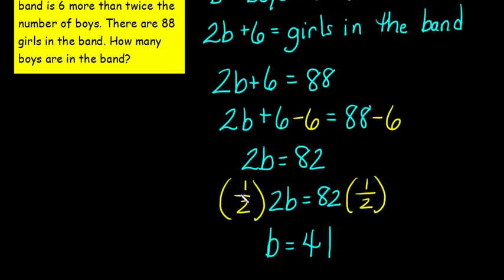So using what we've already learned, I am going to add a -6 to both sides to get my 2b by itself and get my constants over here and my unknowns on the left. And then I can multiply it by its reciprocal or divide by 2, whichever one you want to say. And now I know the number of boys is 41.